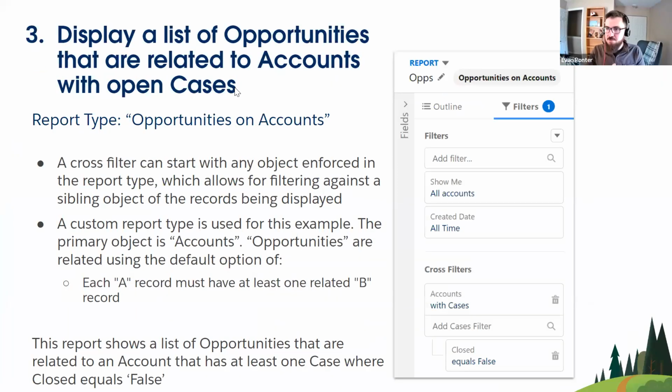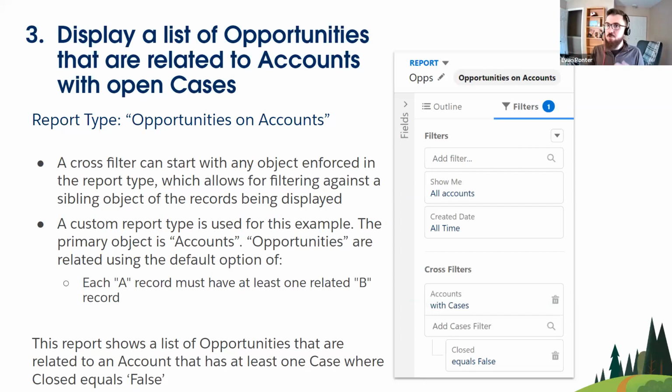Let's keep going here. So we have a couple of a little bit more advanced scenarios. Cross filters allow you to do things like apply a filter against sibling records. So this example here is I want to display a list of opportunities that are related to accounts that have open cases. There is no direct relationship between the case records and the opportunity records. They are both related to a common parent account. And we can use a combination of a custom report type configuration and a cross filter in order to generate these results.